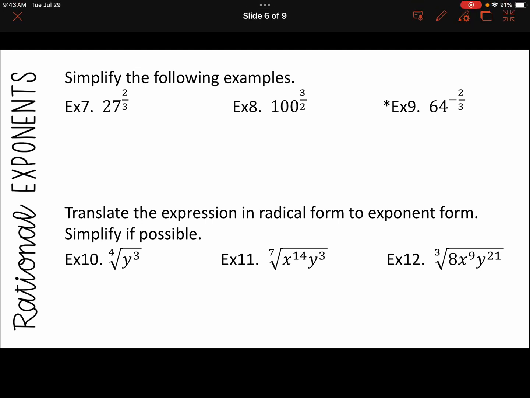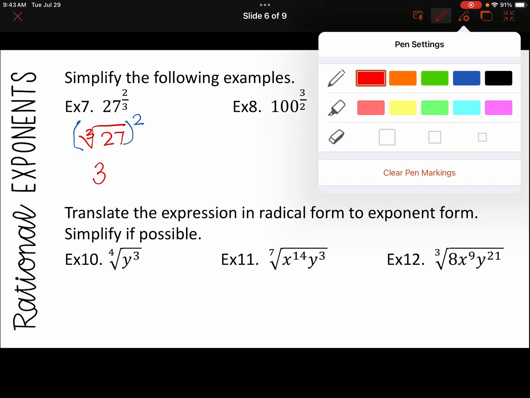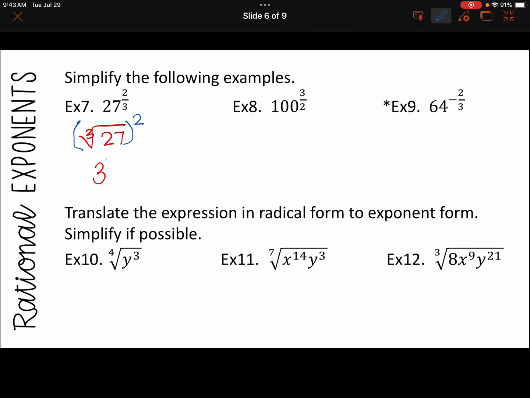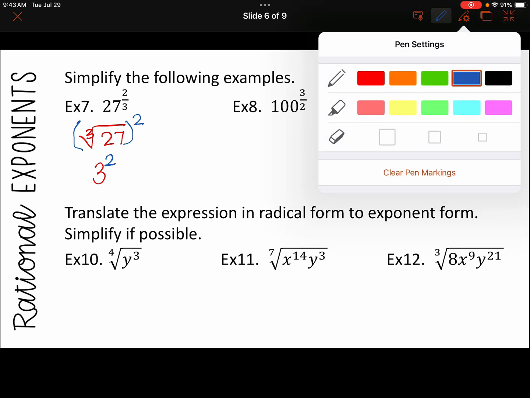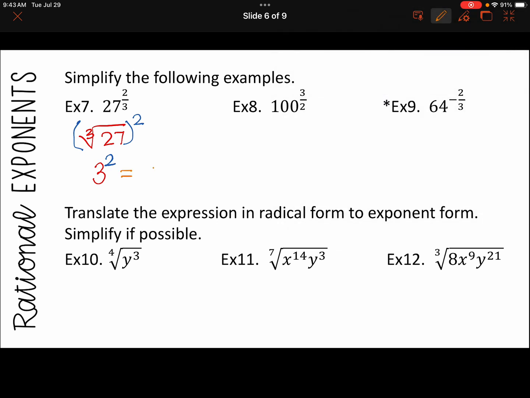All right, so first thing we are going to do is take the cube root of 27. And then there's one extra step after we find that. Now we're going to take that to the second power. Okay, so let's go ahead and do this. The cube root of 27 is 3, because 3 times 3 times 3 is 27. And now we've got 3 to the second power, so that's that one extra step we didn't have to do before. And 3 to the second power is 9.